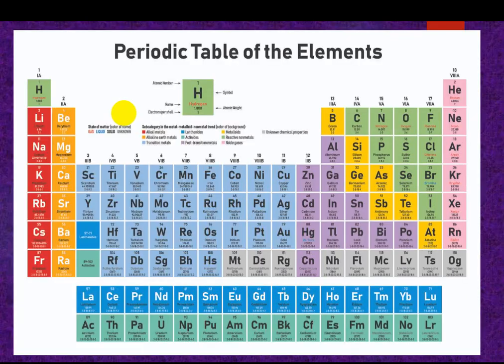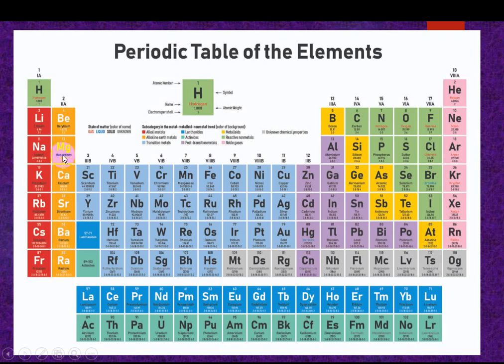Now the group 1 elements. Which are group 1 elements? Hydrogen, lithium, sodium, potassium, rubidium, cesium, francium. These are s block elements. All group 1 elements are s block. Group 2: beryllium, magnesium, calcium, strontium, barium, radium. They are also s block elements.